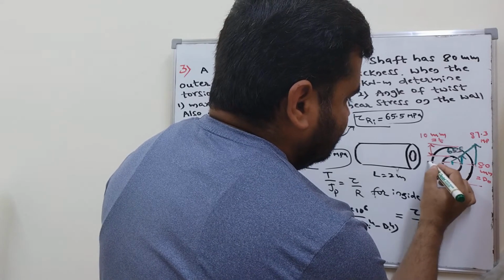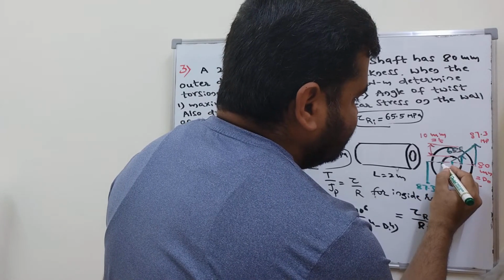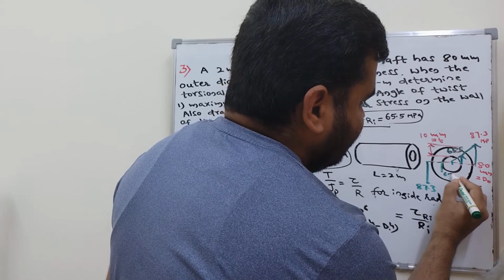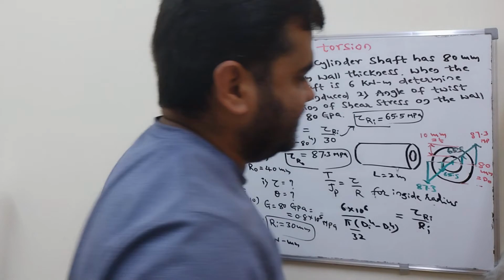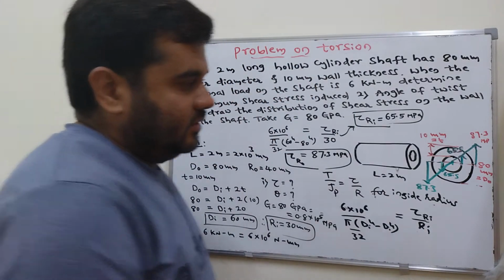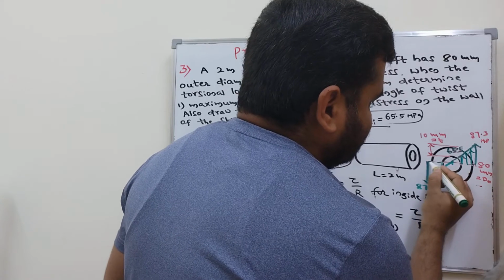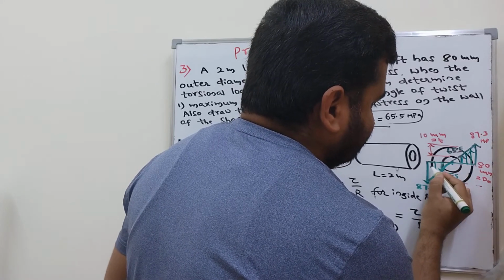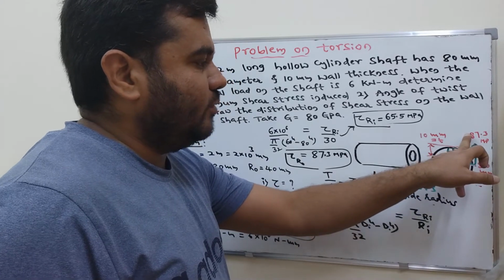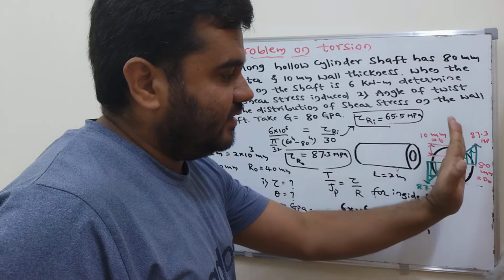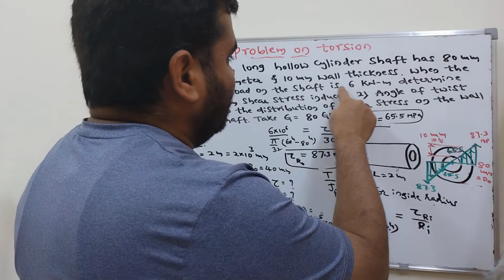Here this is 87.3, and when R equal to Ri inside, this is 65.5 MPa. So join here and here. The same we will get here. This is the stress distribution in this wall thickness. Now you can complete here, and here also you can complete. At R naught, the shear stress is 87.3. At Ri equal to 30, it is 65.5. First do that, then you can join that. From the center always it is 0. So now the first one is finished, shear stress.